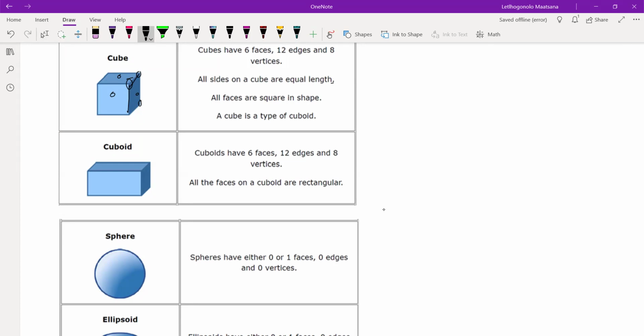Next, we have a cuboid. A cuboid has 6 faces, 12 edges, and 8 vertices. All the faces on a cuboid are rectangular.